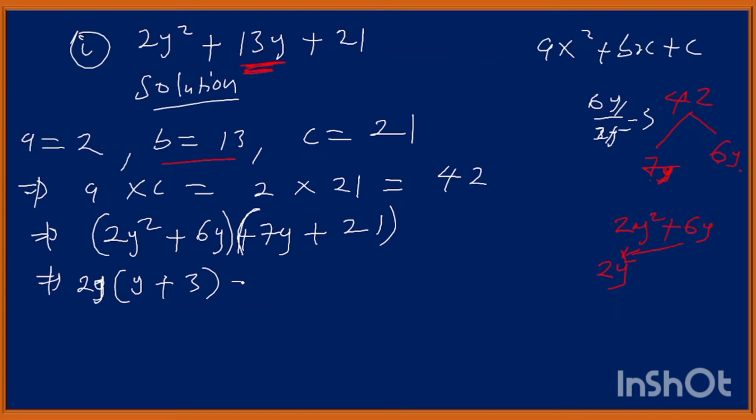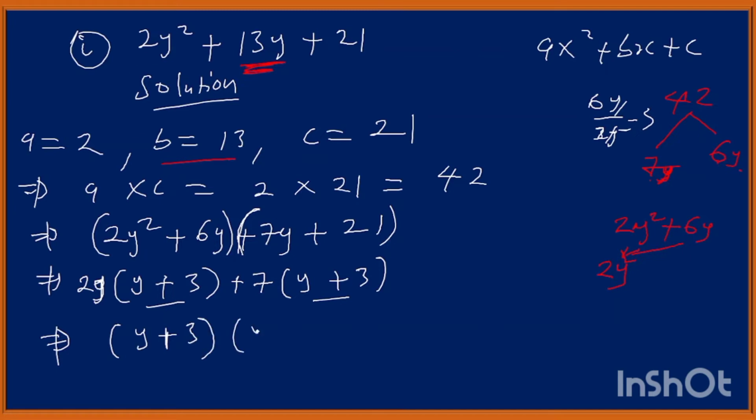What is common? You can see that 7 is common. That is the only thing that's common. We factor it out. So we have y plus 21 divided by 7 will give me 3. As you can see, this is y plus 3, this is y plus 3. So it's the same, so we pick one. So it's y plus 3 into 2y plus 7. This is 2y plus 7. So this is the answer to that question.